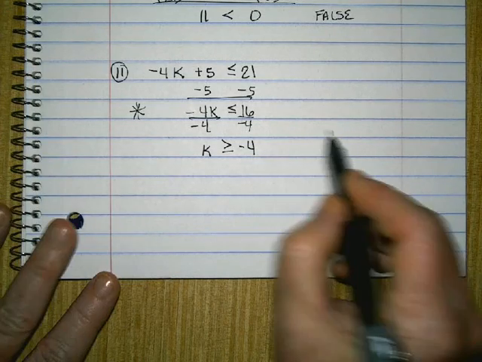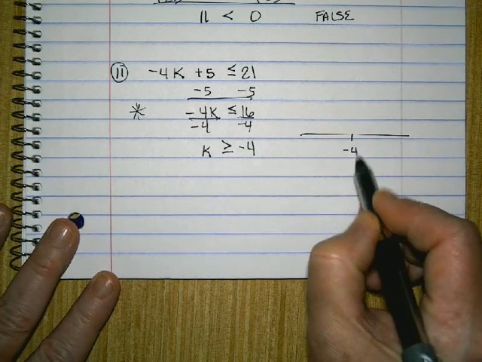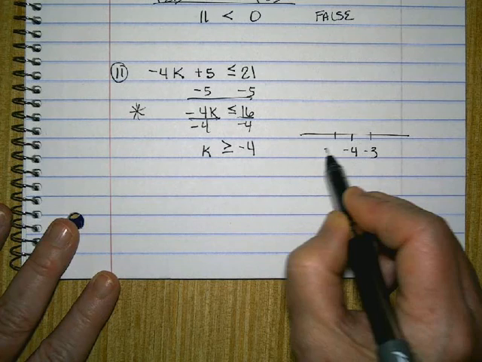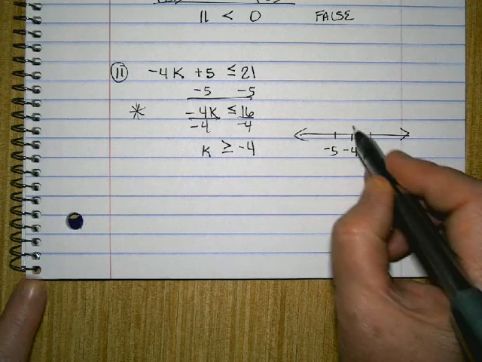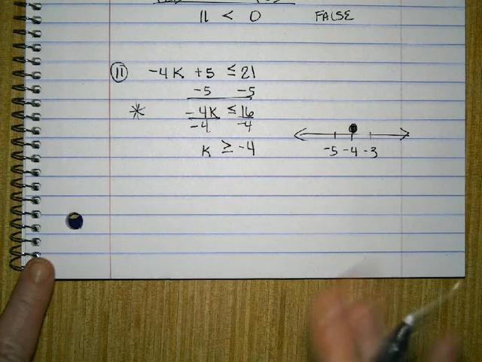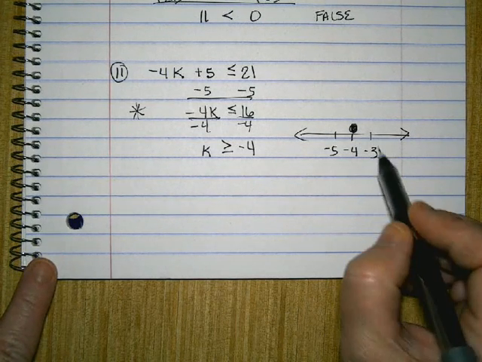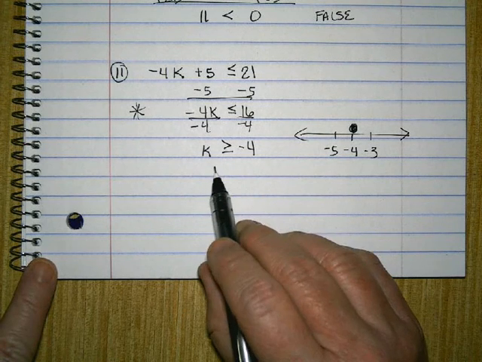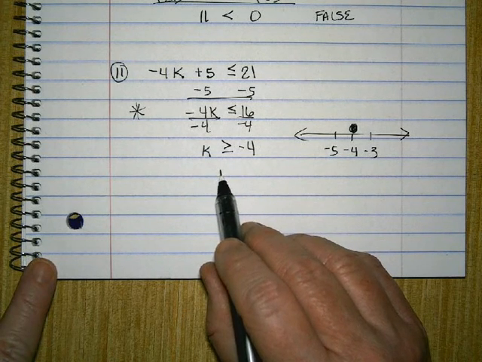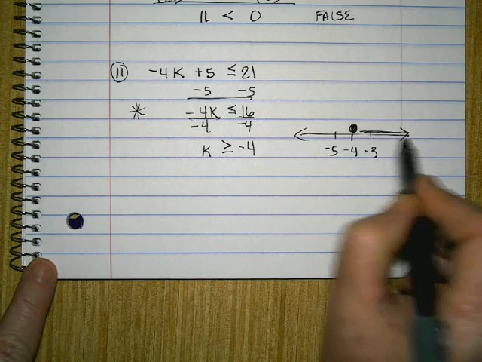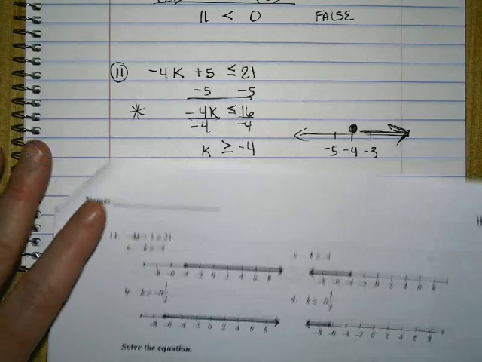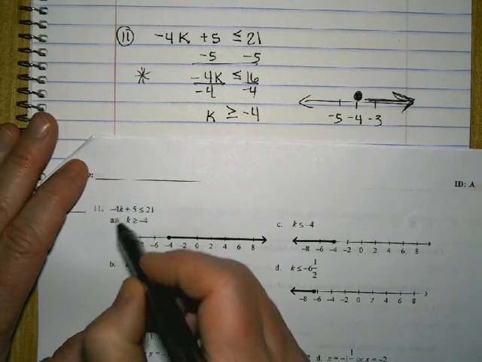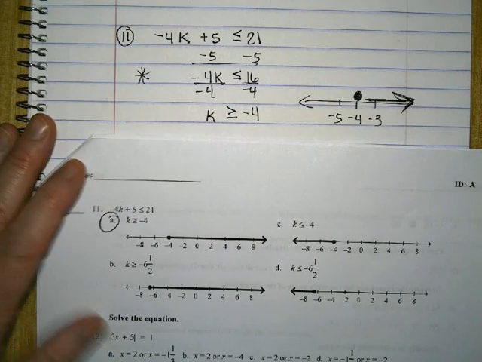So on the number line, we have -4, -3, -5. What kind of circle do I put at -4? Closed. Which side makes it true? The right side. So what answer choice is that for number 11? 11's A.